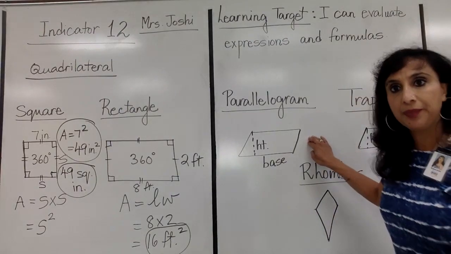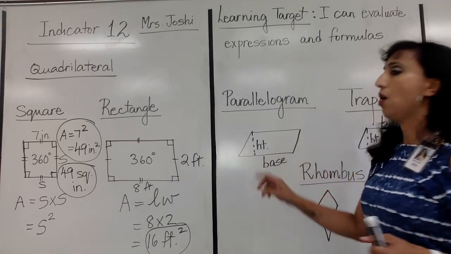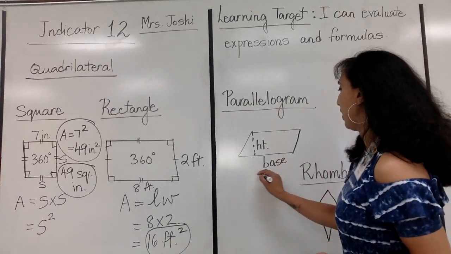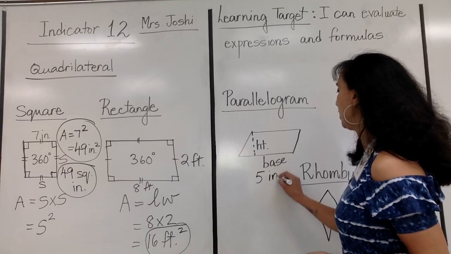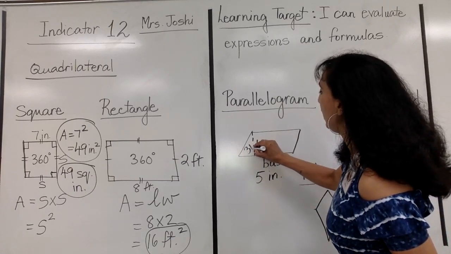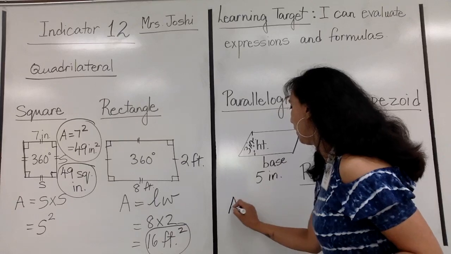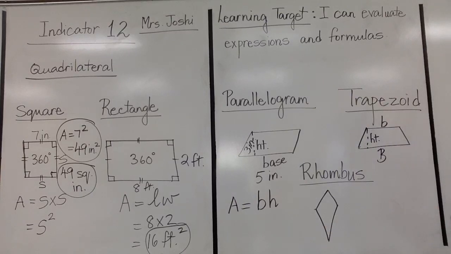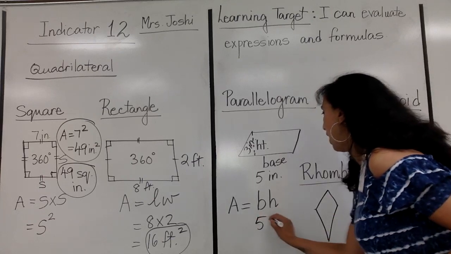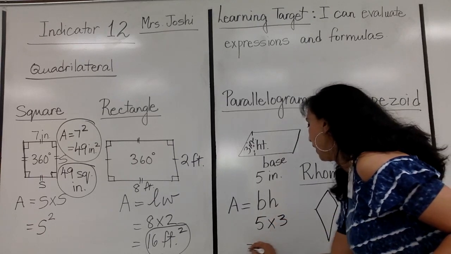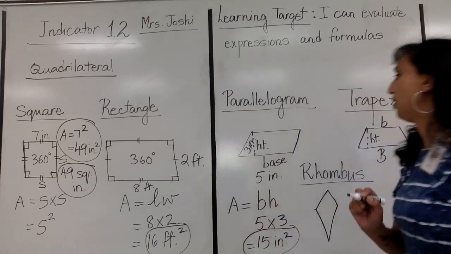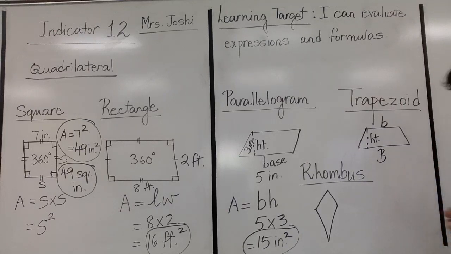This is a parallelogram. Okay, so this has a base. Always look at the slanting line for the height. So let's say I give you that the base is 5 inches and the height is 3 inches. So area of a parallelogram is base times height. Okay, and so all we're doing is 5 times 3, and I get 15 inches squared. So this is the area of a parallelogram.